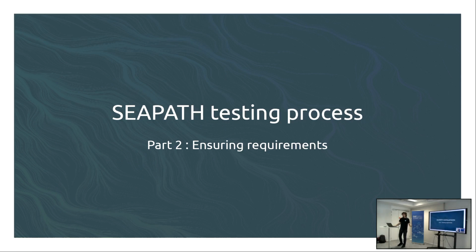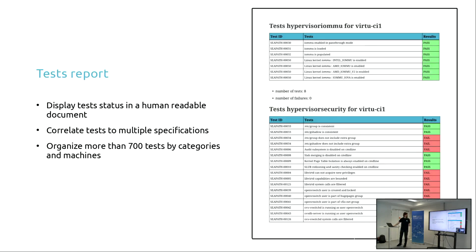Now that we have this testing process, how do we ensure requirements? How do we see that everything is okay on our project? We do two types of things today on SEAPATH. First, we write test reports. A test report is just a human-readable document, here we have a PDF on the right, that displays all the tests that I described earlier, and correlates them with the name, description, an ID, and their status on the current build of SEAPATH.